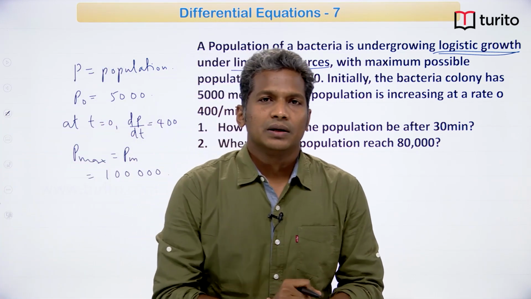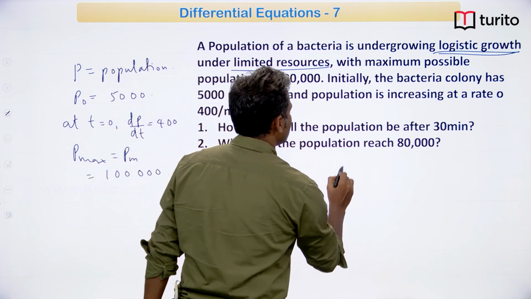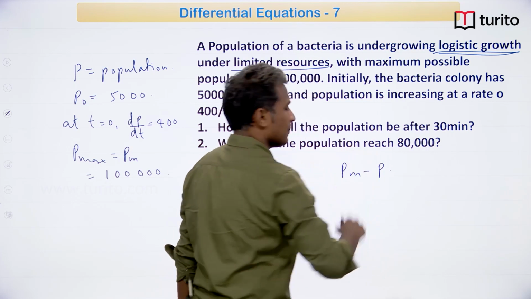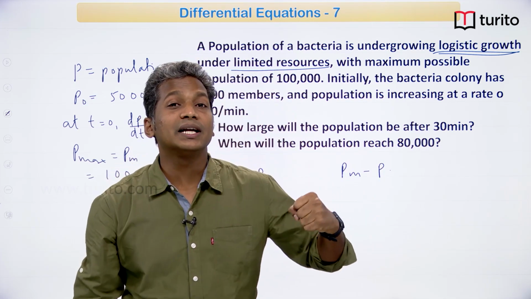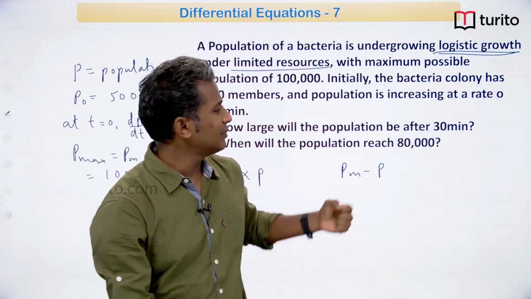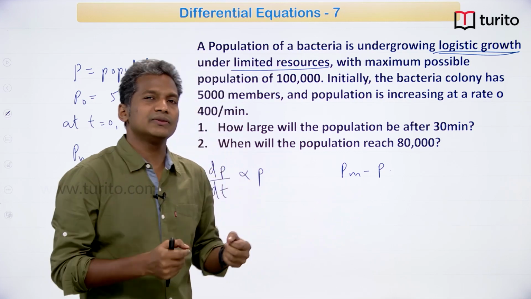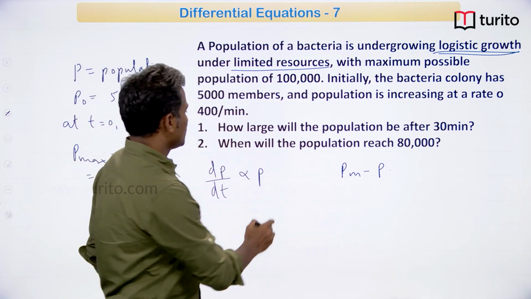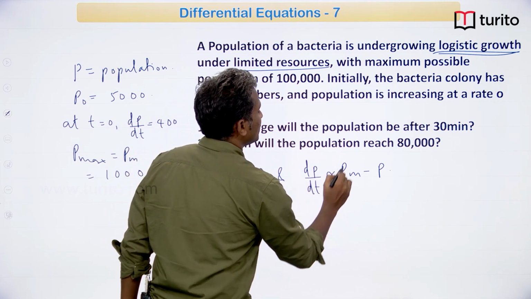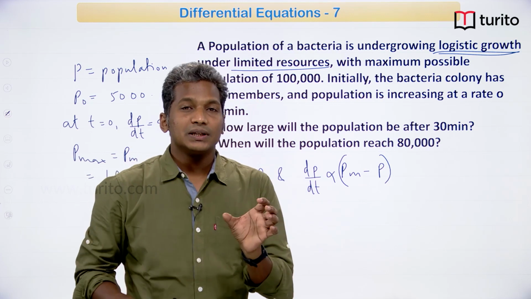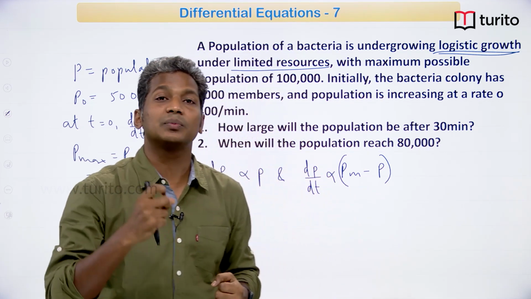So if we subtract the current population from the total population, that is PM minus P, this will actually give us the extra food that is available. Okay. So there must be a constant multiplying this, that we can take as some K, that anyways we will include in the proportionality. So we can also say that dP by dt must be proportional to the difference of the max minus the current population. This will actually give us the surplus amount.